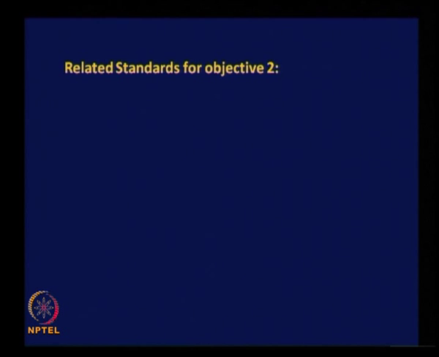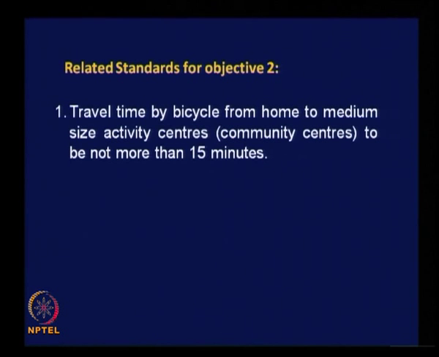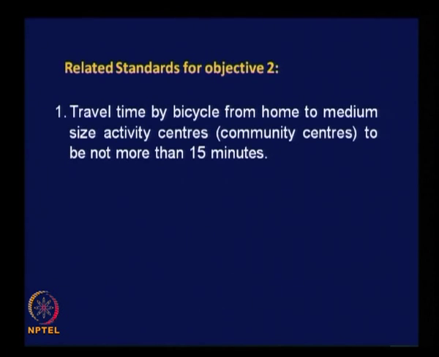This is a typical example. The possible standard for the stated objective is this: travel time by bicycle from home to medium size activity centers, medium size commercial areas, for example middle schools, elementary schools, some day to day service centers. That is what we need to understand by medium size activity centers, to be not more than 15 minutes. One should be able to ride a bicycle for 15 minutes and reach most of the medium size activities to satisfy their day to day needs.